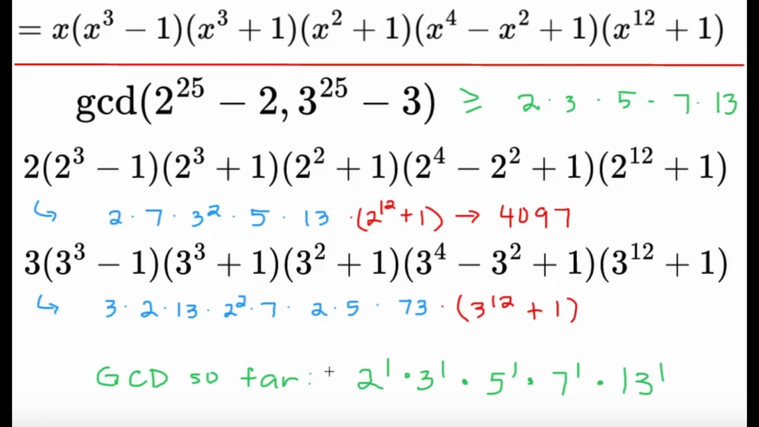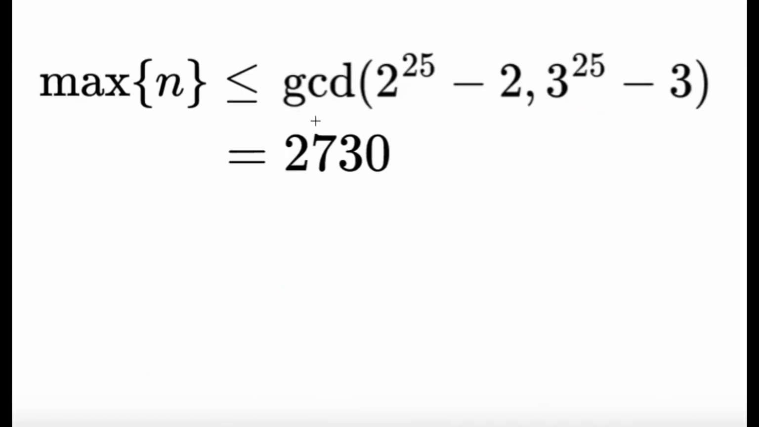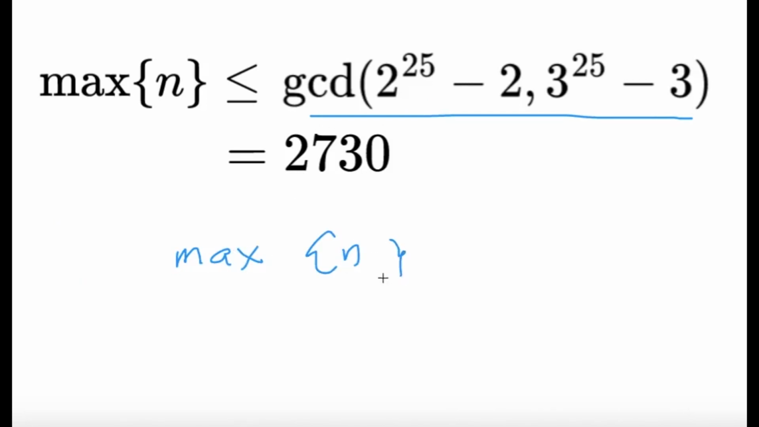So if I go back, since the GCD of these two numbers is just 1, and the GCD so far is this, we can already conclude that the GCD of 2 raised to 25 minus 2 and 3 raised to 25 minus 3, we can take the equality case now since we're sure of it. So the GCD of 2 raised to 25 minus 2 and 3 raised to 25 minus 3 is just 2,730. Therefore, our claim is that the maximum possible value of n has an upper bound, which is 2,730.